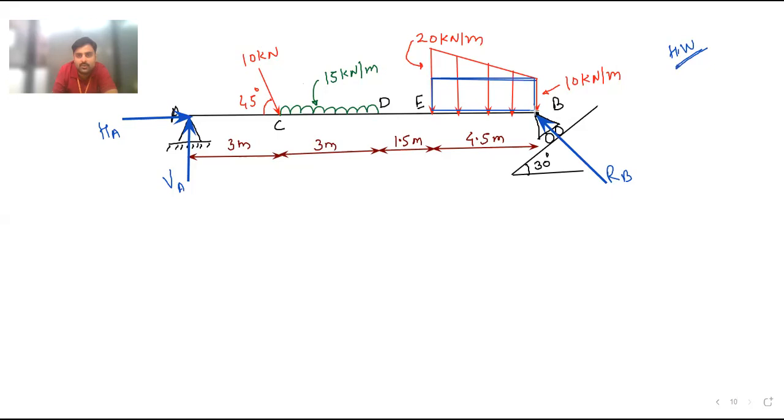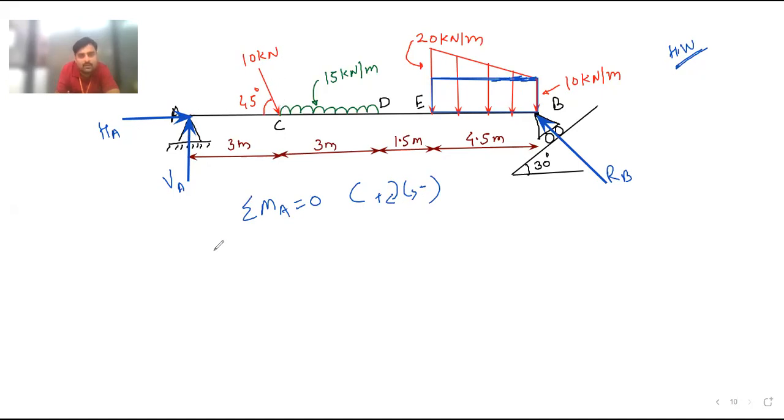Okay, this is the UDL. So here, when I apply the equation summation M about A equal to 0, clockwise plus, anti-clockwise minus, just I am giving a hint. So I am writing in short, you have to solve it properly. VA and HA will become 0.